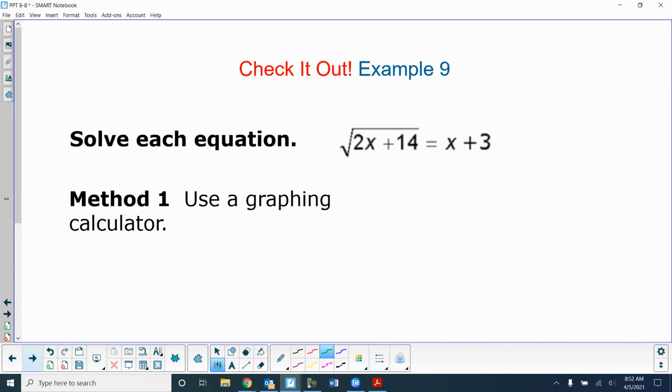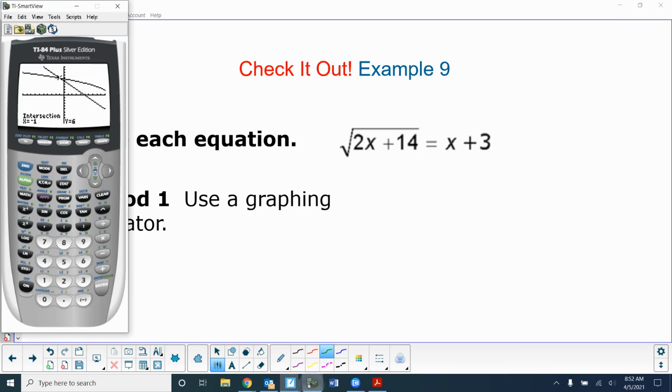All right, so this is going to happen again. Again, how will we do it graphically? Put it in the y equals, right? So go back to your y equals. You got the square root already there. So just put 2x plus 14. All right. And then the x plus 3. And then graph and see where they meet.